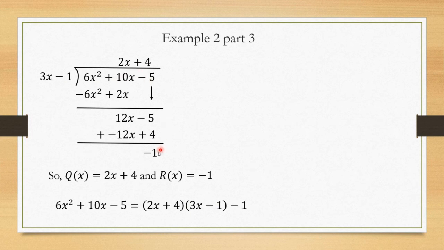Our remainder is negative 1. And again, I like to write this as in the division algorithm: we can have our f of x, our dividend, equal to our quotient times our divisor, plus the remainder, which since it's negative 1, we could just write minus 1.